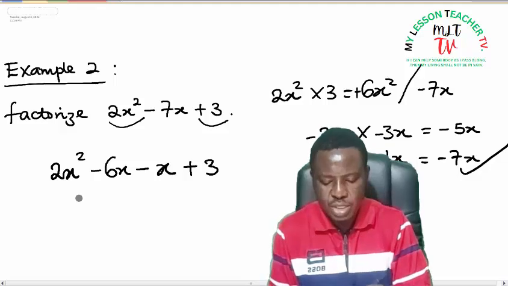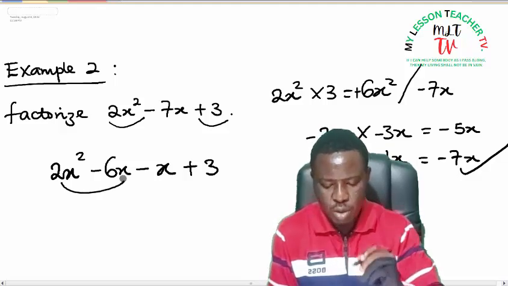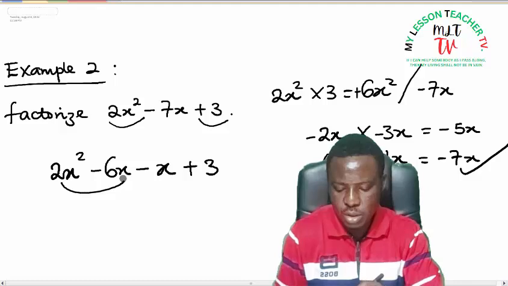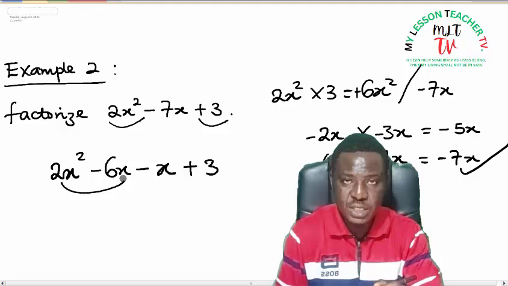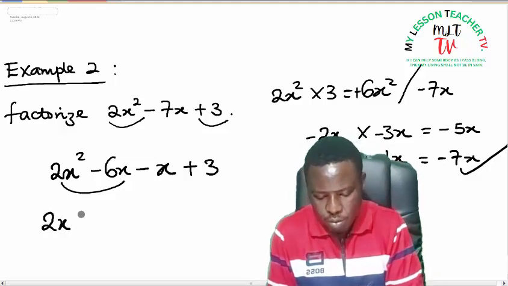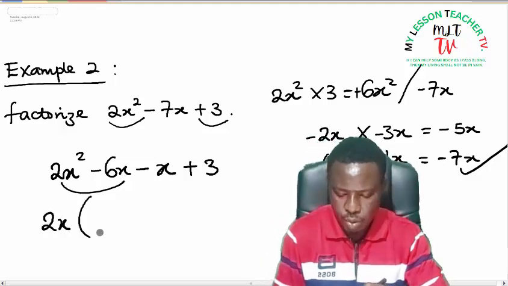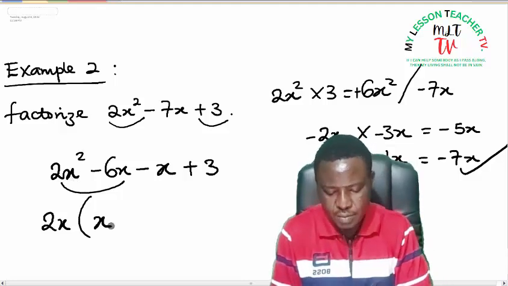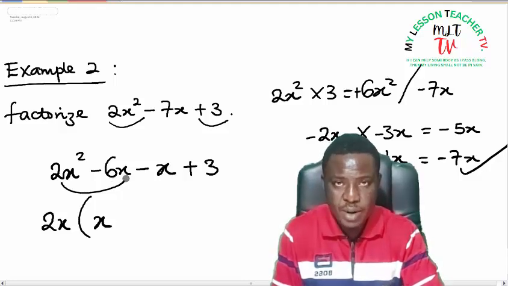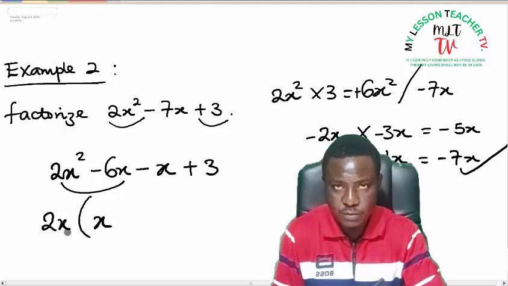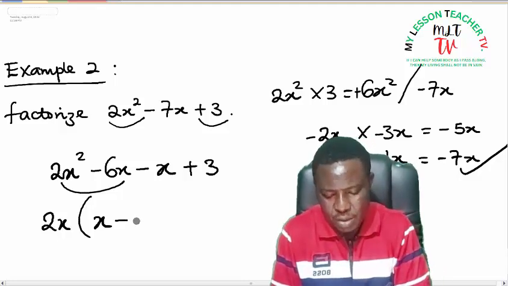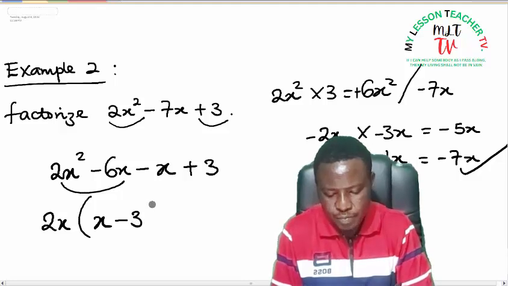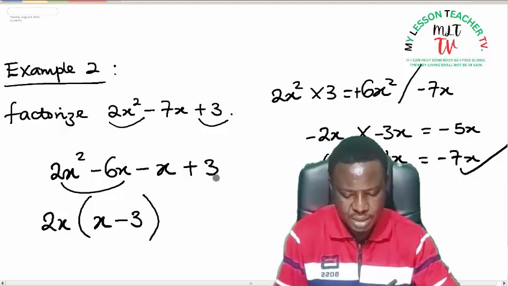So when you factorize this, look at what is common in the first two terms. You discover that 2 is common and x, because 2 is a factor of 6. So 2x being common, into brackets, when you factorize out 2x from 2x squared, you'll be left with x. Factorize out 2x from minus 6x, that is, when you divide minus 6x by positive 2x, you'll be left with minus 3. Do the same with this.